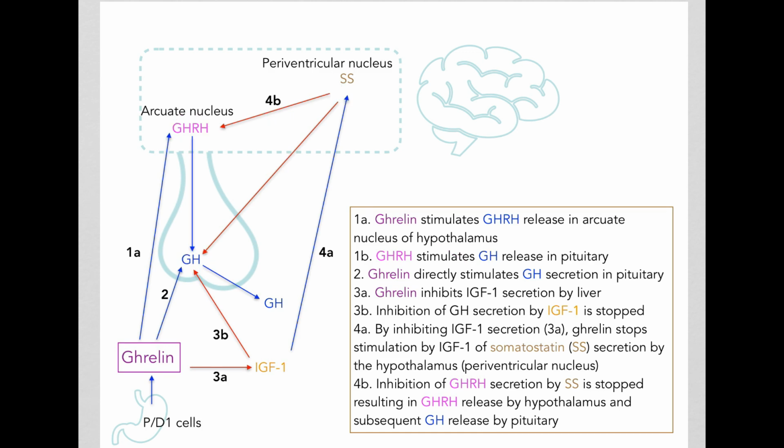So by ghrelin inhibiting IGF-1, this stimulation stops. SS is not released in high amounts anymore. This inhibition is stopped. GHRH is released, that stimulates GH secretion. This inhibition is stopped, and the pituitary starts secreting more GH. So through these several mechanisms, ghrelin will stimulate the release of growth hormone by the pituitary gland.